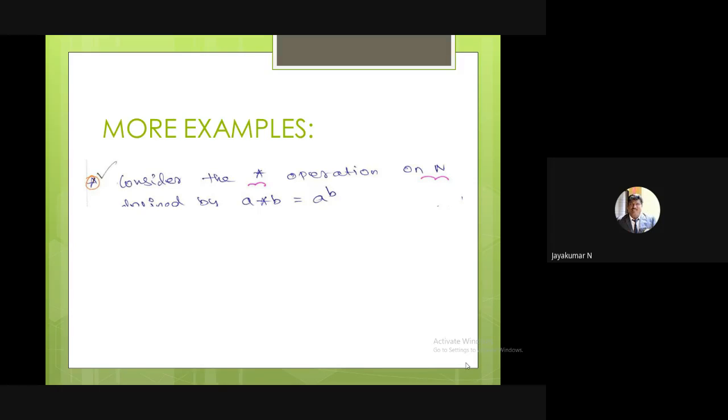Now tell me, my set is the set of all natural numbers. My operation is nothing but: if you choose two numbers in N, the set of all natural numbers, the first number A and the second number B, and apply the operation, the first number is the base and the second number is the power. So the resultant is A power B. Whether this operation is binary or not.